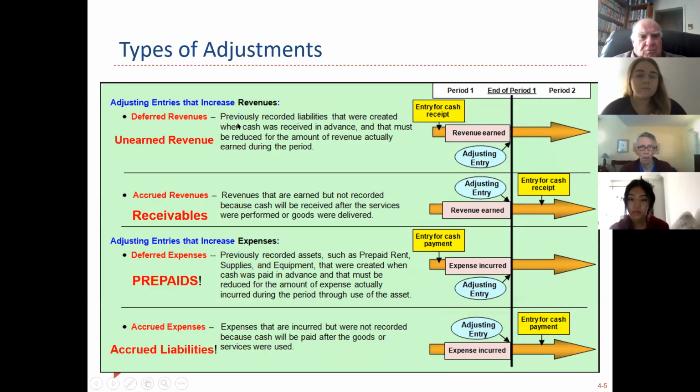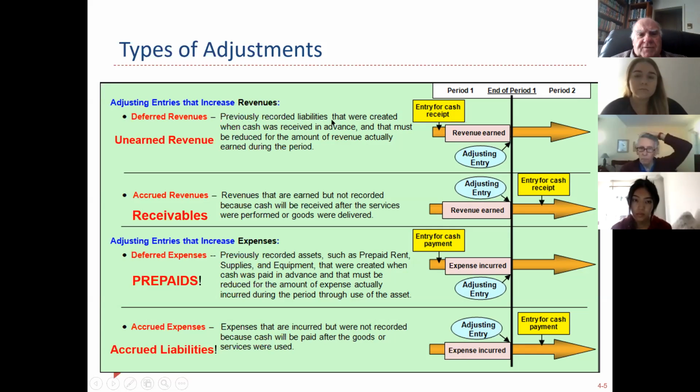Let's start with deferred revenues. I'm going to interrupt myself for 1 second. Deferred revenues. Okay. A deferred revenue is called unearned revenue. Deferred. You received the money in advance, but you haven't earned it yet.